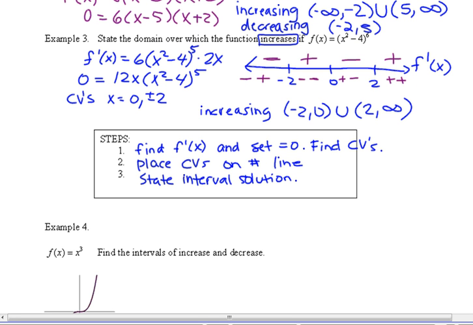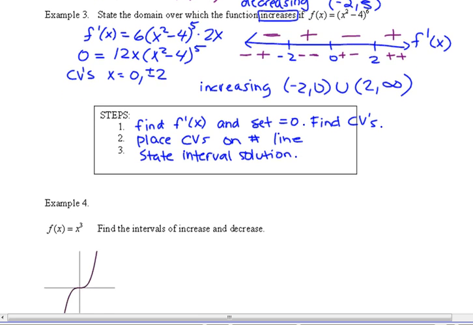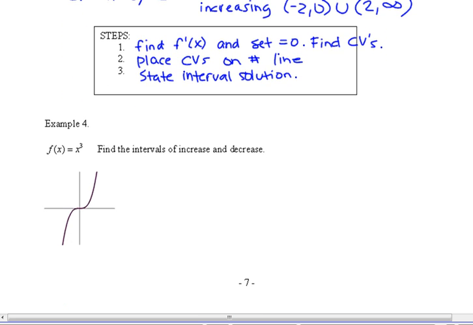Okay, so here, I'd like you to try this one. I kind of gave you the graph, which is kind of like cheating. I should have given it to you. But find the intervals of increase and decrease.